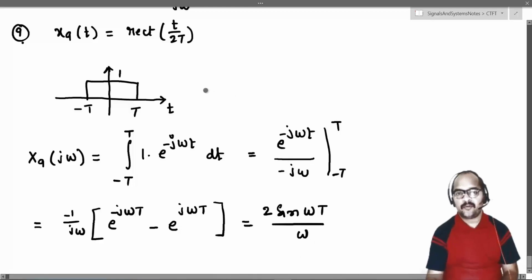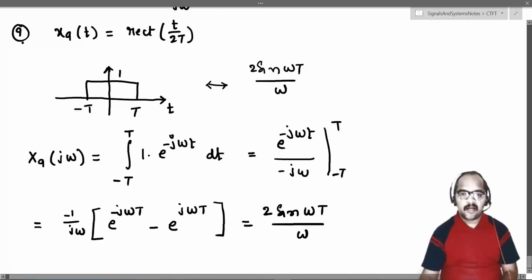So let us write that down. The Fourier transform of a rectangular function is 2 sine omega T whole divided by omega. Now let us try to plot this function.